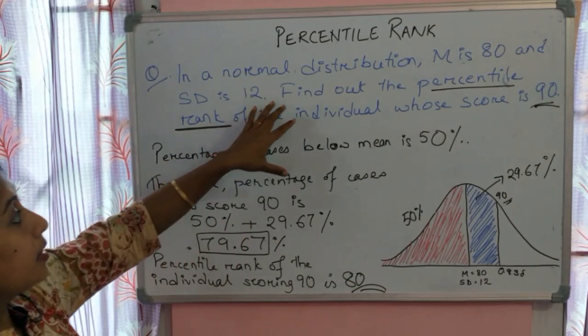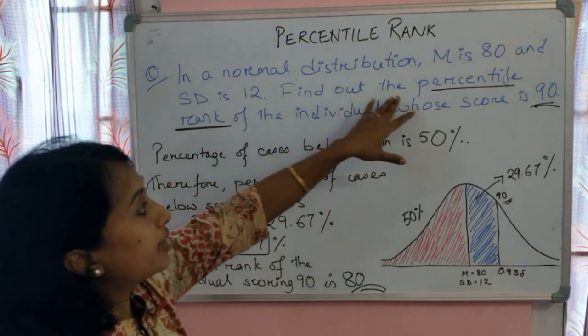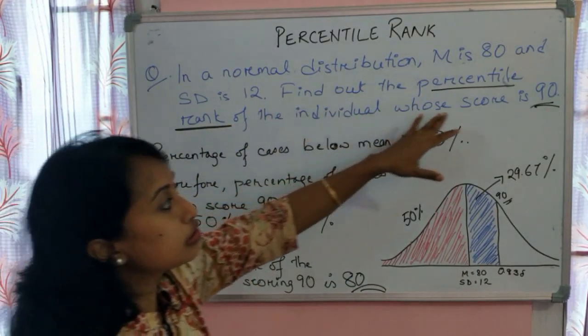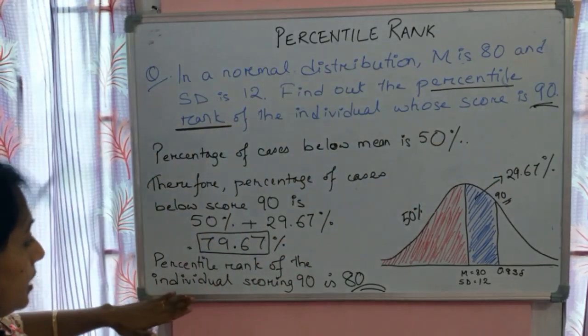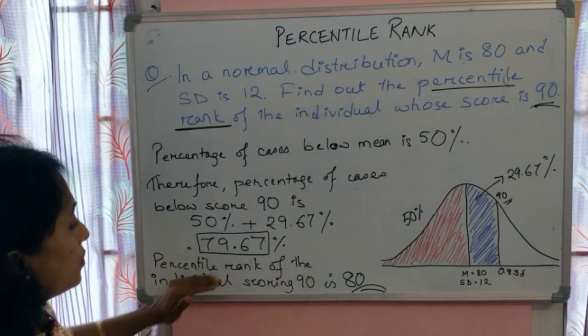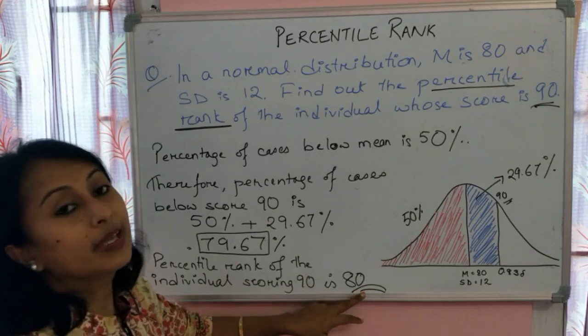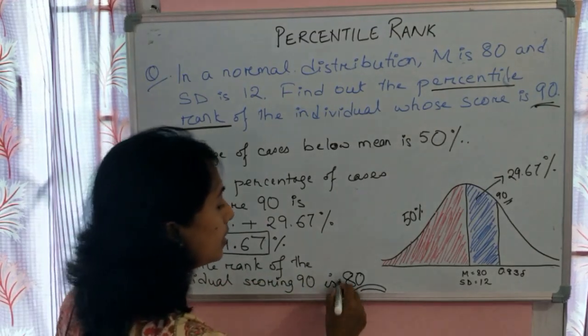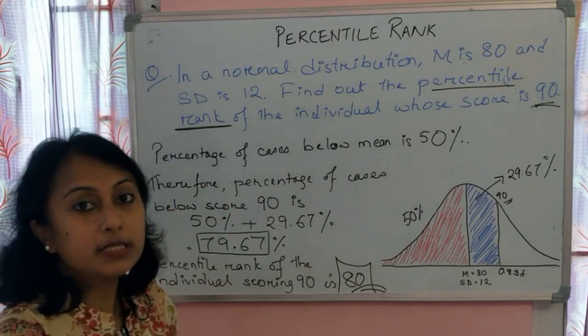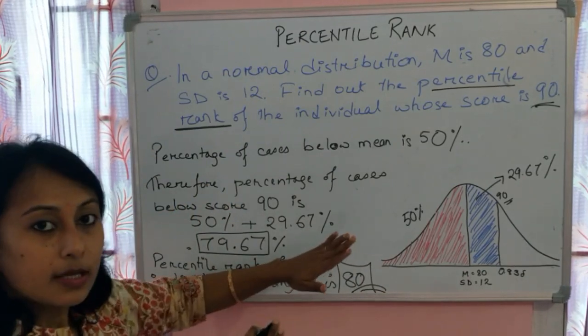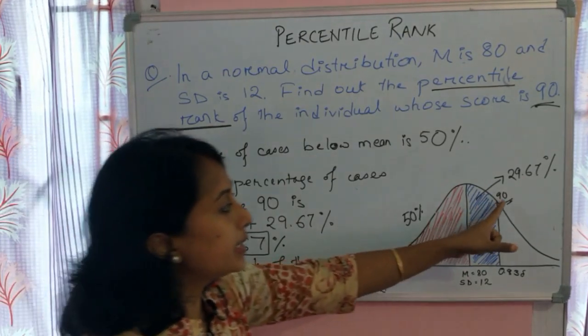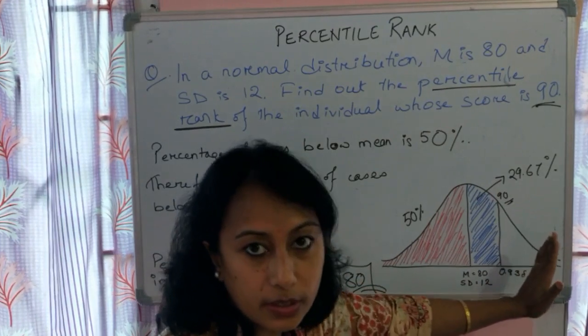So according to the question, we have to find out the percentile rank of the individual whose score is 90, and our final result is percentile rank of the individual scoring 90 is 80. This is the percentile rank of that individual. So this is one example. This 90 is placed on the right side of the mean.